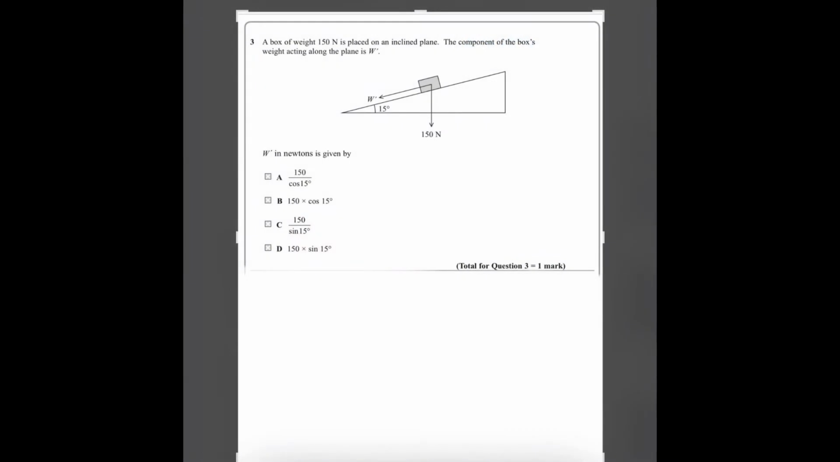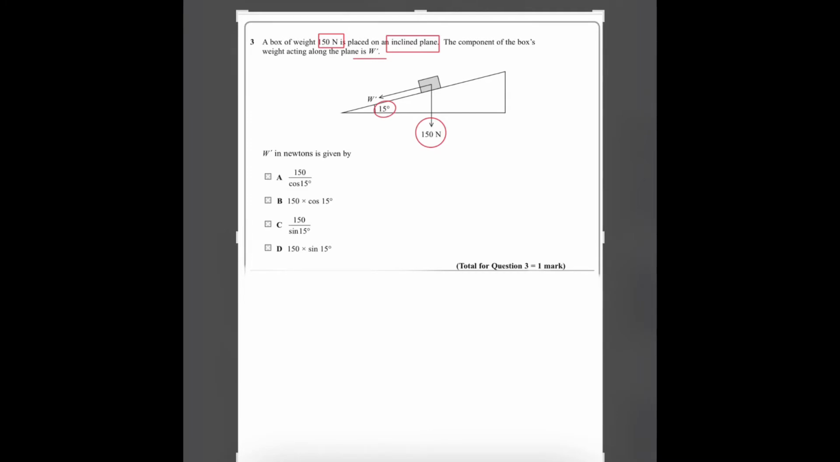A box of weight 150 newtons is placed on an inclined plane. So this is basically the inclined plane. The component of the box weight along the plane, W in newtons, is given by, so we have 15 degrees here and 150 newtons. So basically the answer is 150 sine 15, but there is a slight logic behind this.